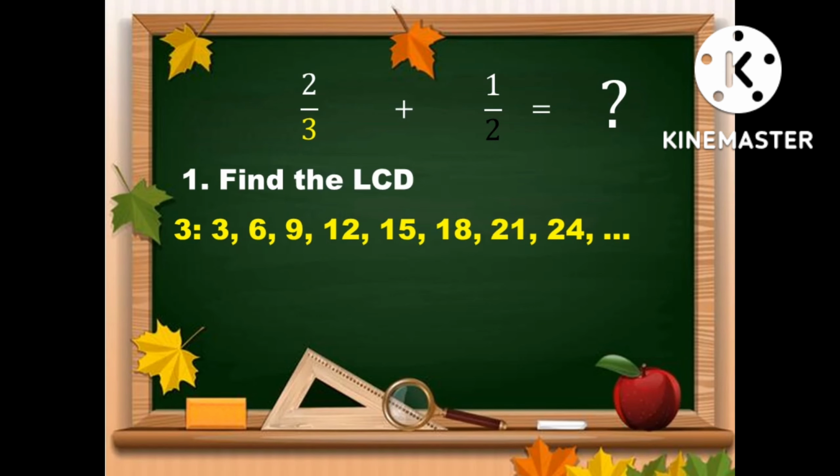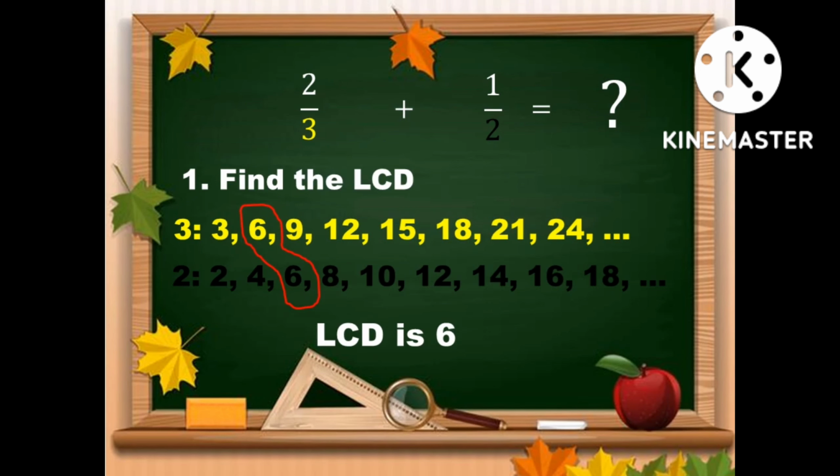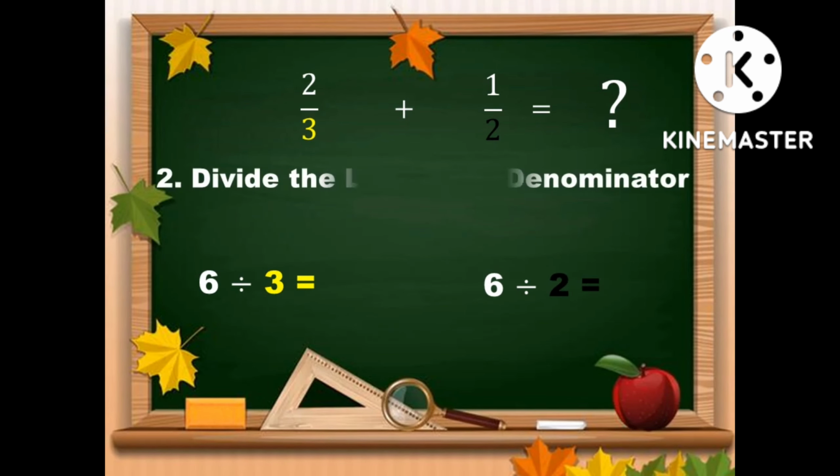Now the multiples of 2, because 2 is a denominator here: 2, 4, 6, 8, 10, 12, 14, 16, 18. Can you find the least common multiple? Alright, it is 6. So the LCD is 6. Now, let's move on to step 2, which is divide the LCD by the denominator. What is the LCD again? Okay, it is 6. So we will use 6 to divide the denominators, 3 here and 2 here.